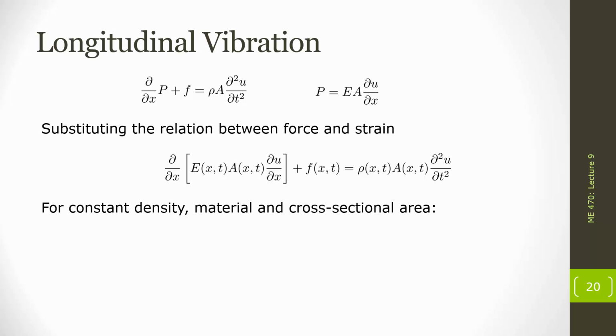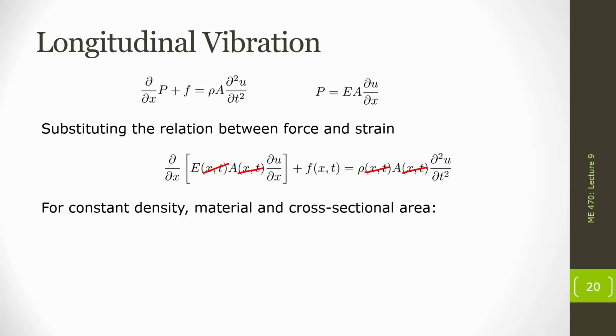Again, we're going to say that Young's modulus, which is a material property, does not change in space or in time. So I'll just get rid of the function part of it. The area is going to be constant in space and time, and our density, and again our area over here. So it's just going to be rho and A and E and A.